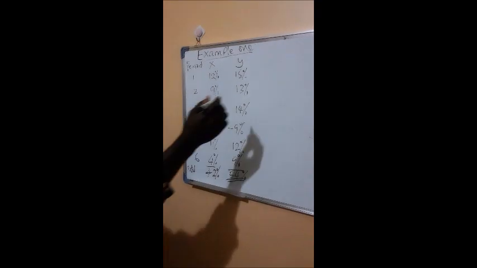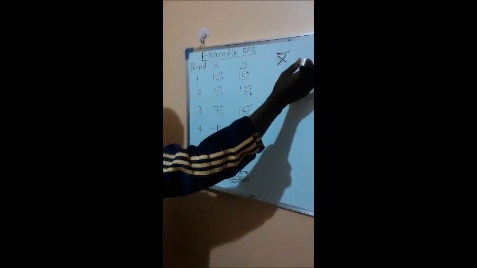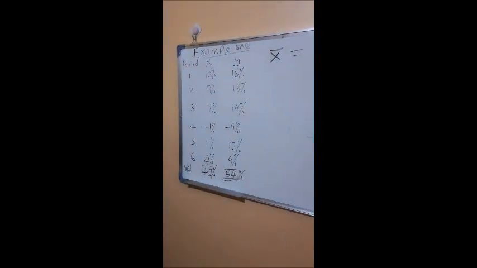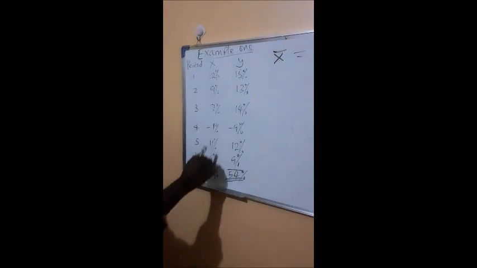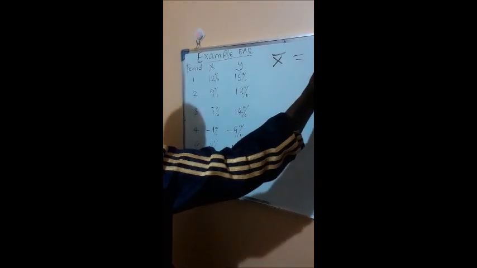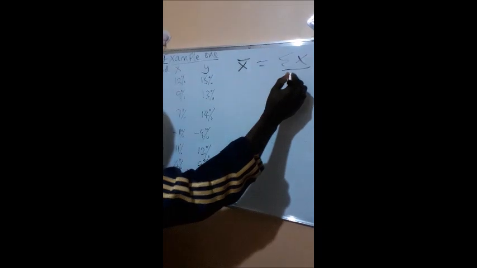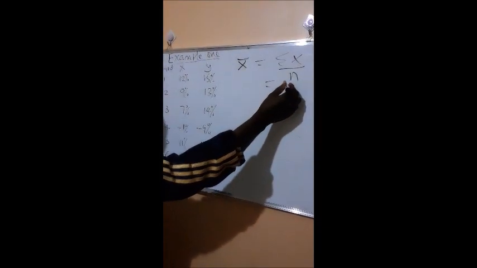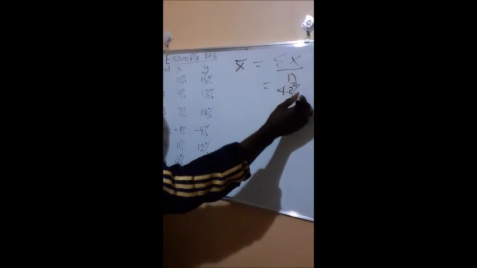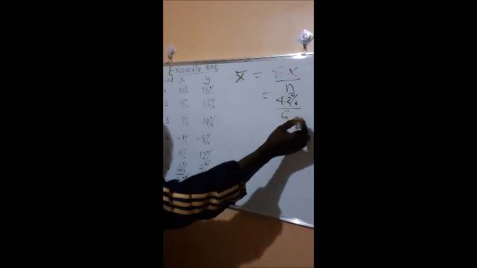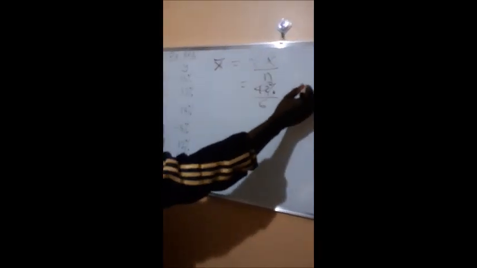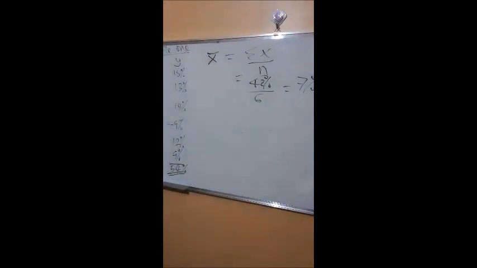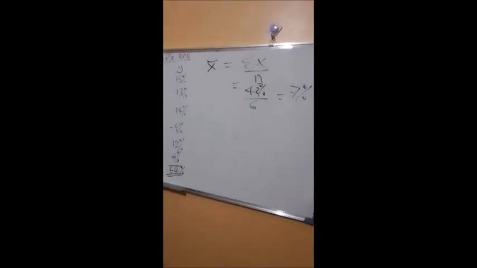To calculate the expected return, which is X bar, we divide the total returns, which is the summation of X, by N. Our total returns is 42 divided by 6. So we get 7% as the average returns.